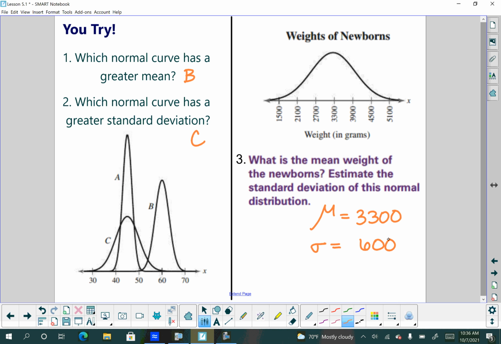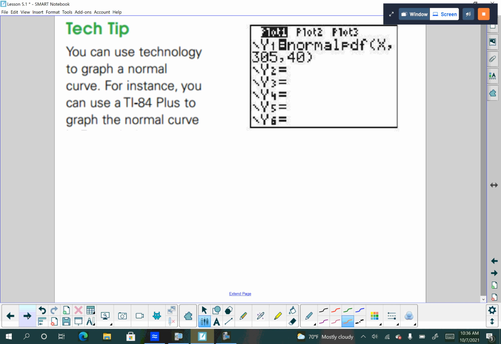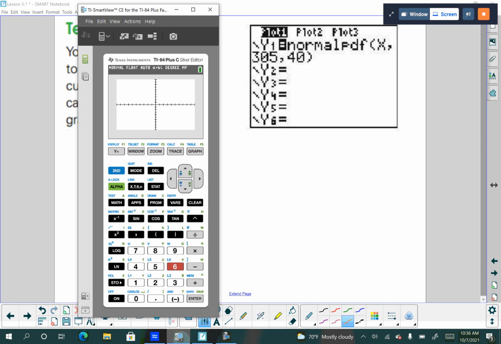All right, last slide you need your graphing calculator for. We don't do this too often, but it's just kind of an interesting thing you can do in your calculator. You can graph a bell-shaped curve in your calculator. So let me show you how to get this. We're going to go into y equals.